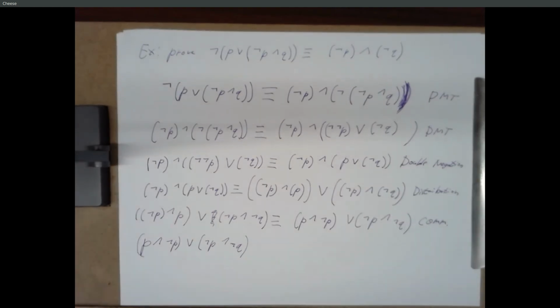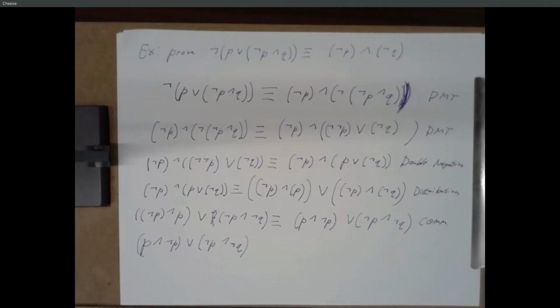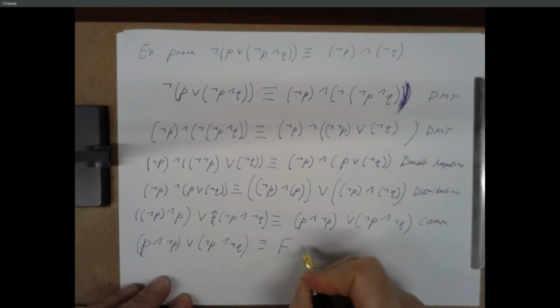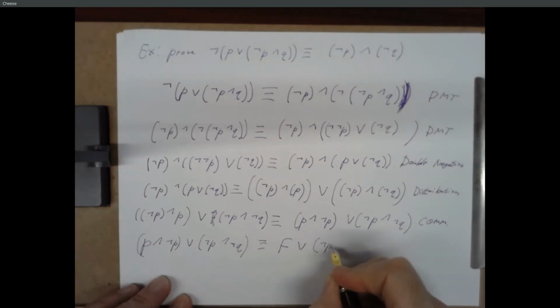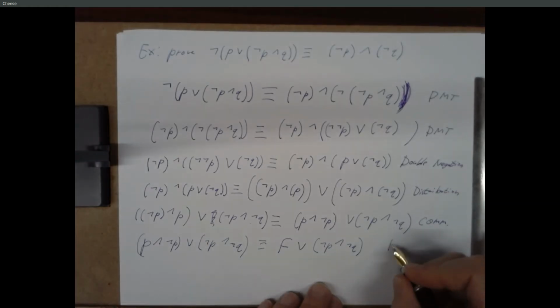Okay, so now I have P ANDed with not P, and that's exactly the setup of the negation law. P ANDed with not P is equivalent to false. So now I can say this is equivalent to false ORed with not P and not Q. And that is negation law.